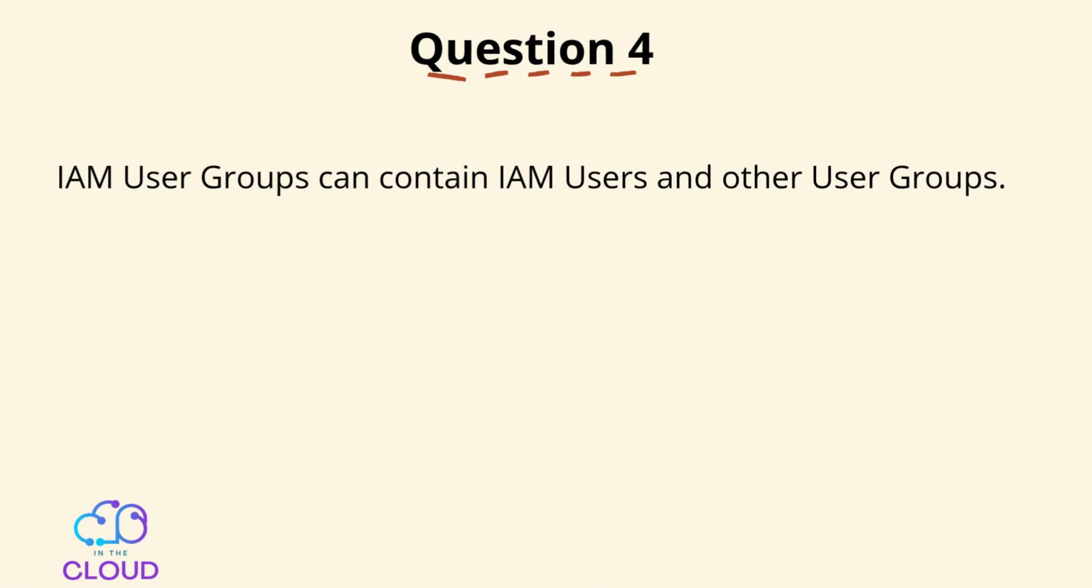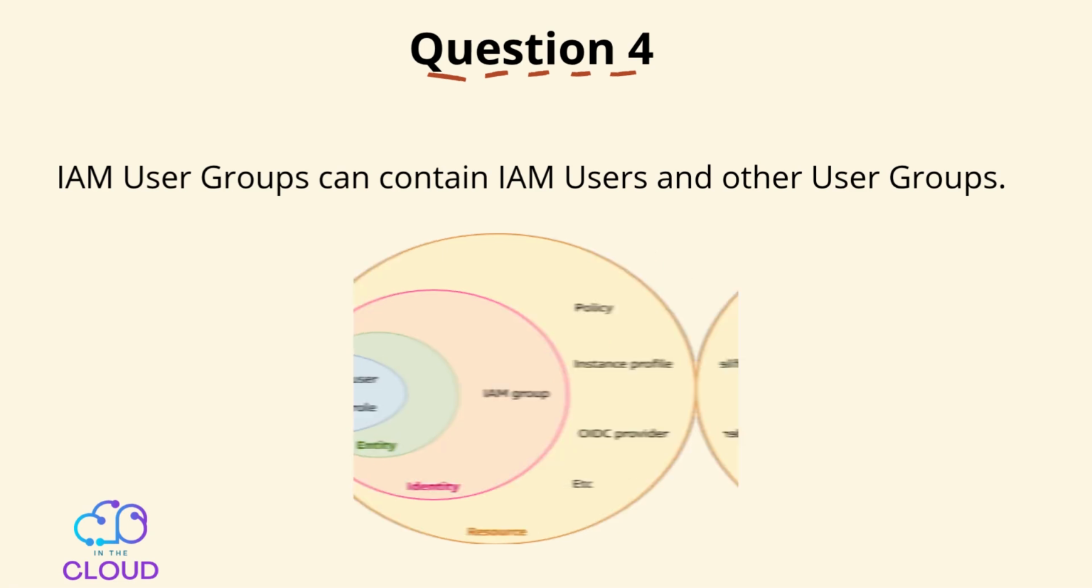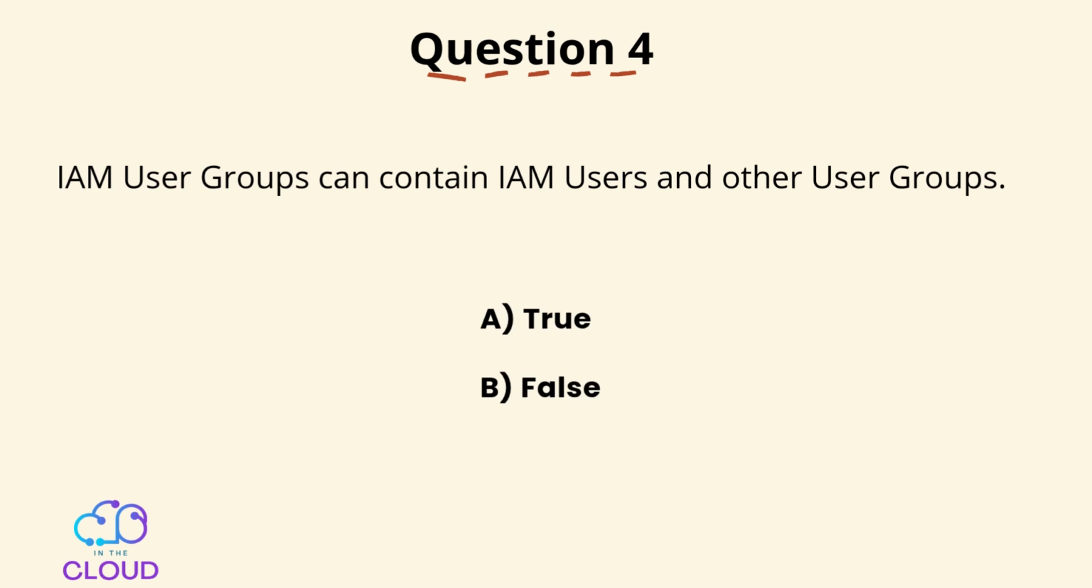Question 4. IAM user groups can contain IAM users and other user groups. A. True. B. False. Remember, users are people within your organization and can be grouped. But a group only contains users, not other groups. So the good answer here is B, false.